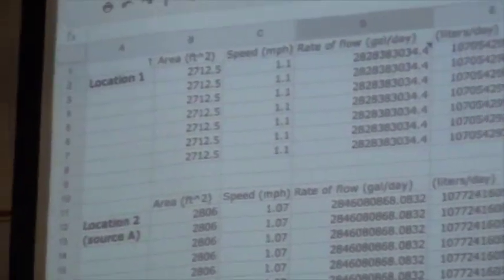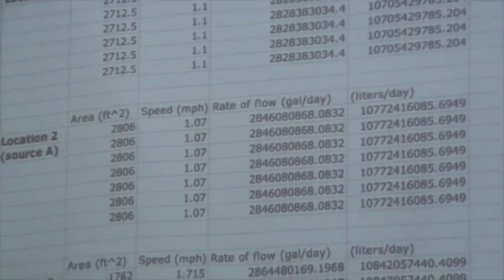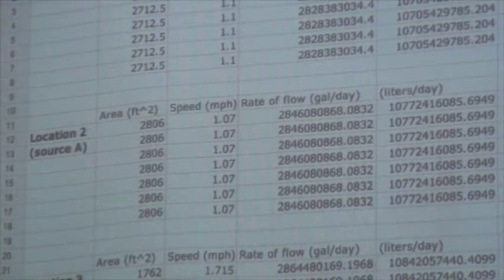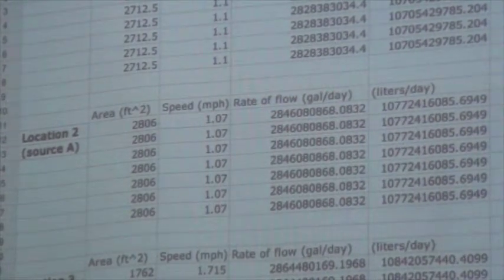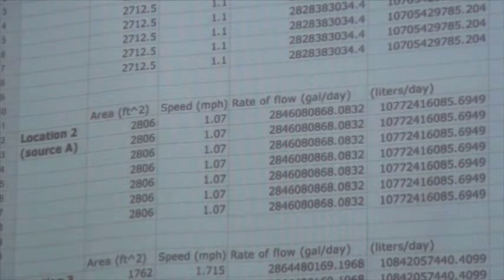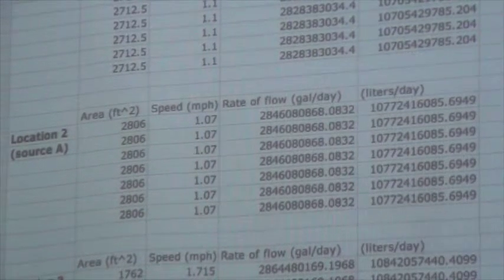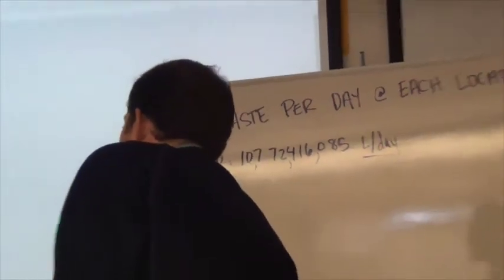I'm going to take location 1. We're going to start at location 1. Actually, I'm going to start at location 2 for another reason. It'll let us go through all of those steps. For location 2, we want to know its volume flow rate in liters per day. So we're looking for this number. Liters per day. Those units are helpful and necessary.